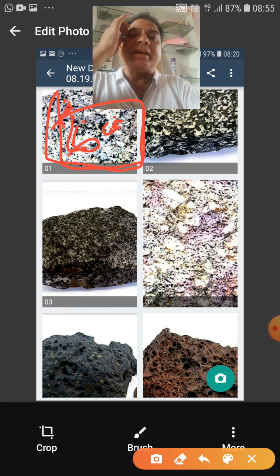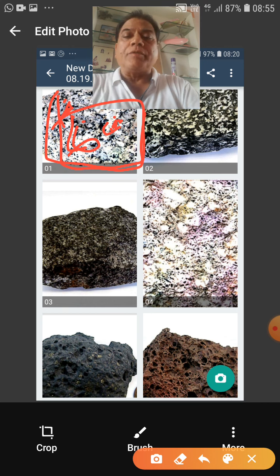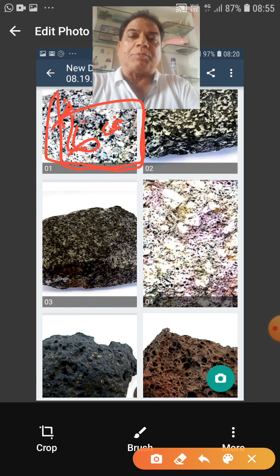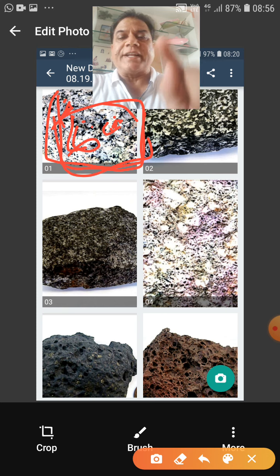Orthoclase is generally pink or flesh colored, but it may even be white, from flesh red to white. And it is distinguished from plagioclase feldspars, which have that lamellar, or you can say plate shape, lath shape, whereas orthoclase is almost polyhedral in shape. So this rock is identified on this basis. This is a plutonic rock. It has coarse grain size, it has hypidiomorphic texture, it has quartz and orthoclase, hence this is your granite.